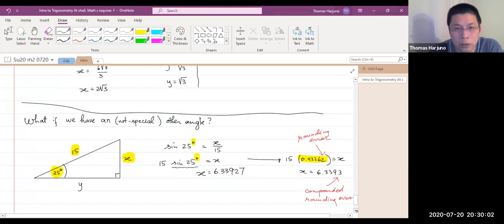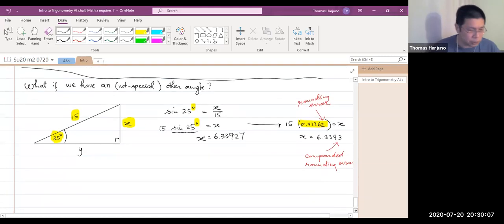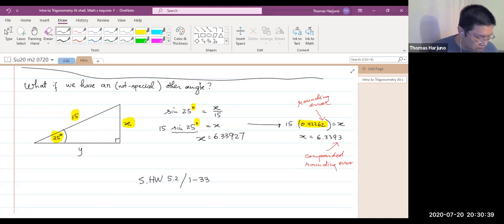That's how to compute sine 25 degrees and how we use that in our calculator. Now, let me give you the suggested homework from 5.2. The suggested homework from 5.2 will be number 1 to number 33, including the word problems whenever possible.